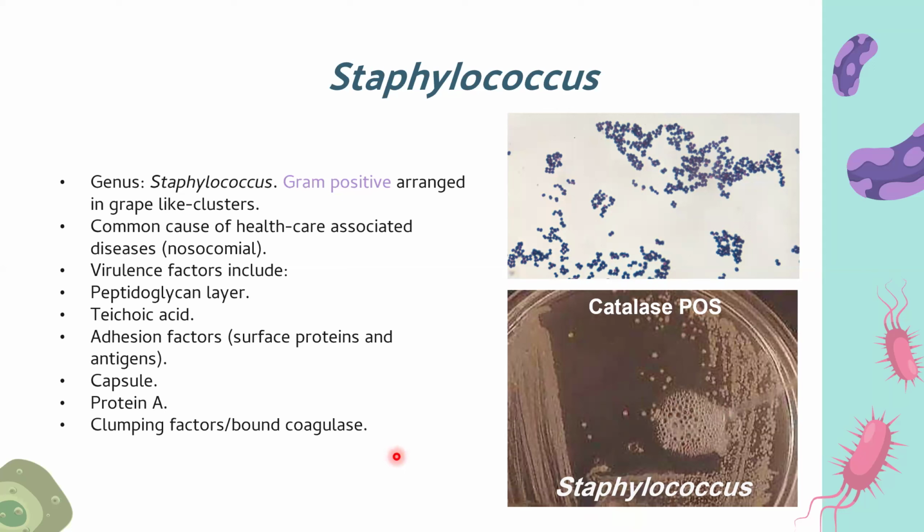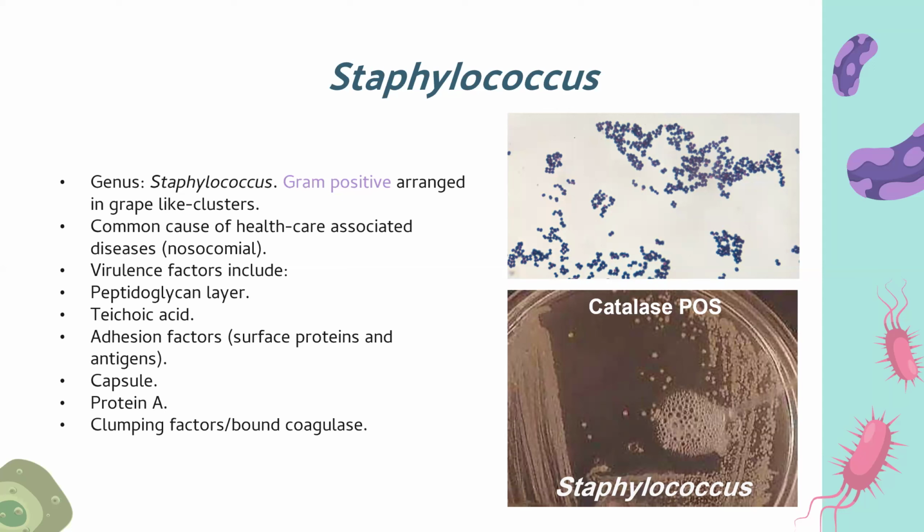Okay? Now, staph species in general are common causes of healthcare associated diseases or nosocomial infections. This is a term you're going to be hearing very often, so get used to it. Okay? Its virulence factors include a peptidoglycan layer, which induces an inflammatory response, teichoic acid, which regulates the cationic concentration of the cell membrane, and it basically is, remember all the things that we talked about. What does it do? It mediates adherence, it inhibits opsonization, which shameless plug, if you watch my immuno crash course, you would know all about those details. It also has adhesion factors, which are surface proteins and antigens.